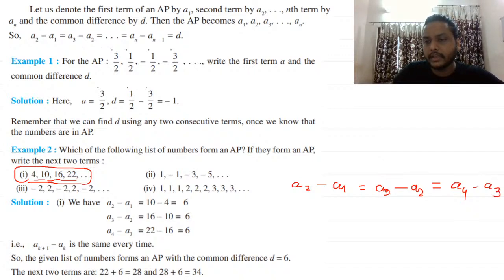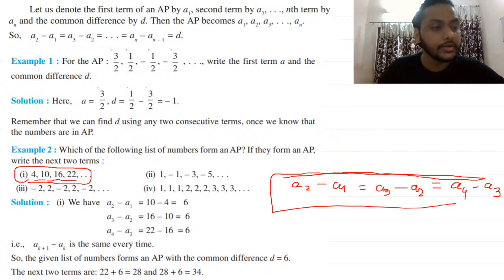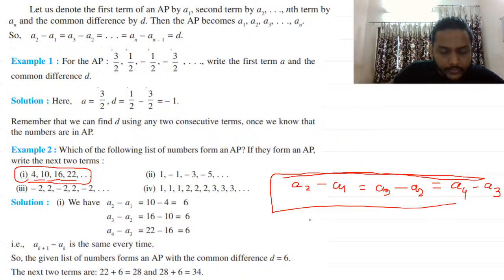That is why you can say कि हाँ जी जो आपको दे रखा है this is your AP, because यहाँ पे difference जो है दो consecutive terms के बीच का वो same है। And difference कितना है? अगर आप difference देखोगे, difference is coming out to be 10 minus 4. That is what? 10 minus 4 is nothing but 6. It means the difference is 6. Am I clear?